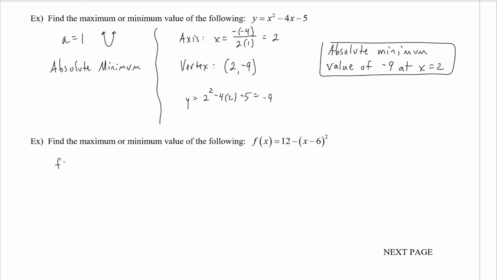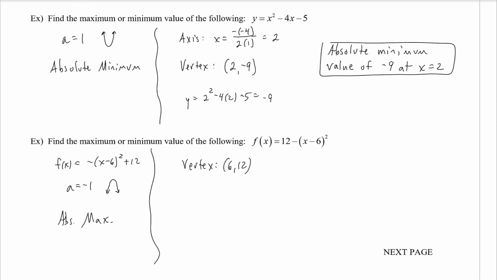So we have f of x is -(x minus 6) squared plus 12. So a is -1. This thing's going to open downward. So we have an absolute max. But again, how do you go find it? Well, it's in vertex form, so that's pretty handy. So the vertex is, you go right 6, up 12. So there we go. That's all the information I would need.